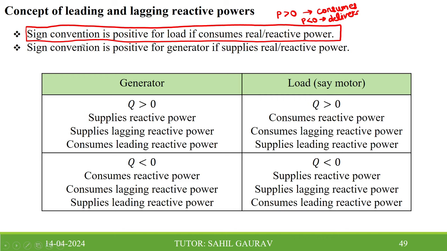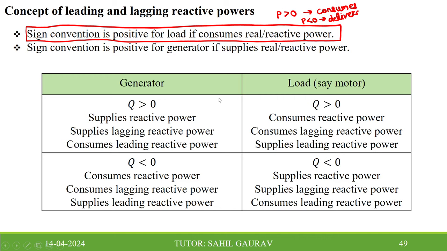So this is the sign convention. The sign convention is positive for a load if it consumes real or reactive power, that is the principle of a load, and the sign convention is positive for a generator if it supplies real or reactive power. So that is the principle of a generator. What is the main work of a load and a generator? A load consumes something, so you take the sign as positive, and a generator has to supply, so if it is supplying, then you take the sign convention as positive.